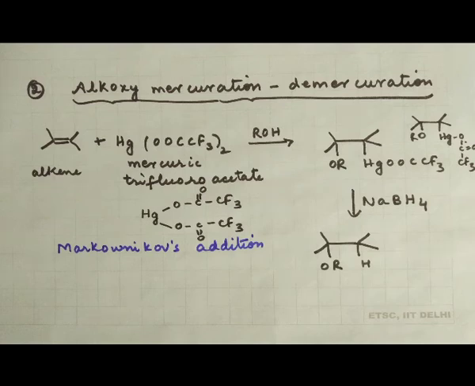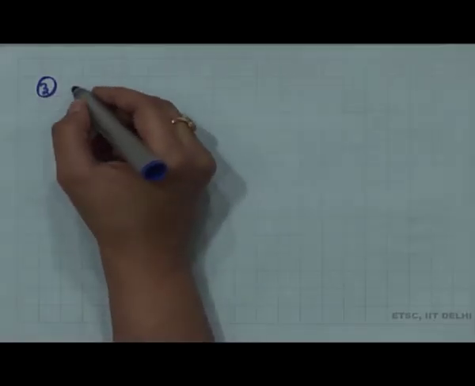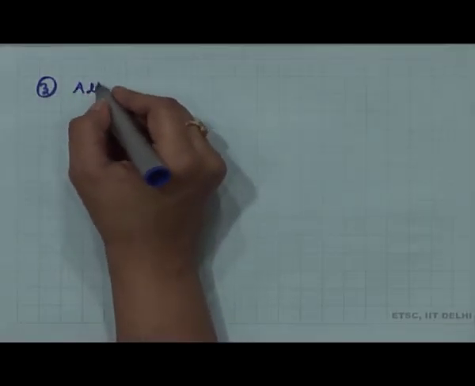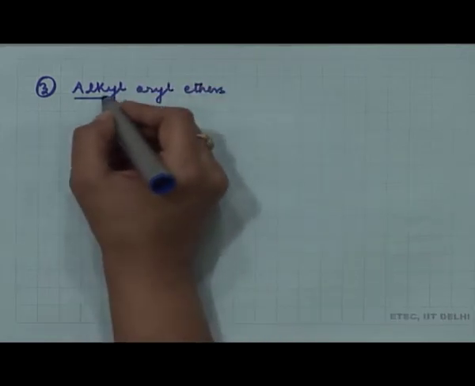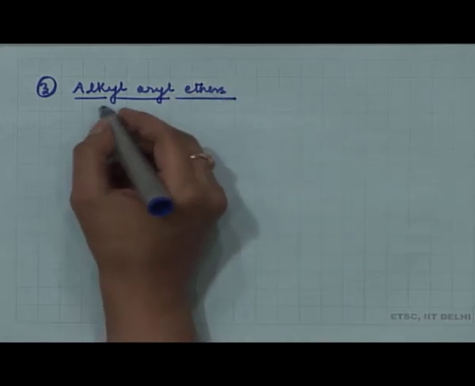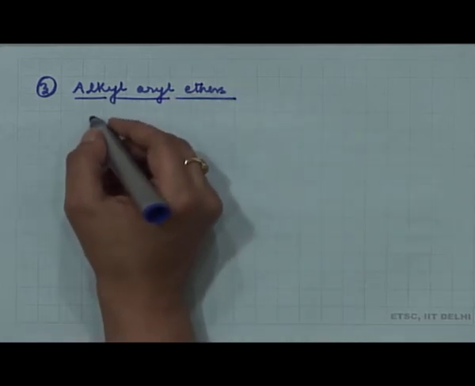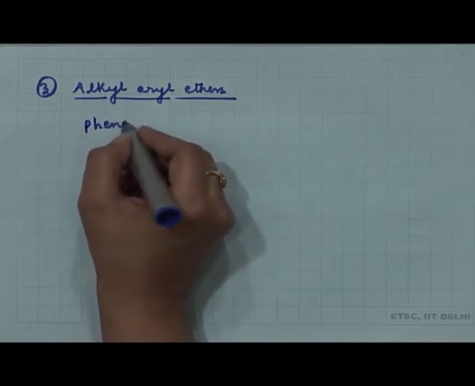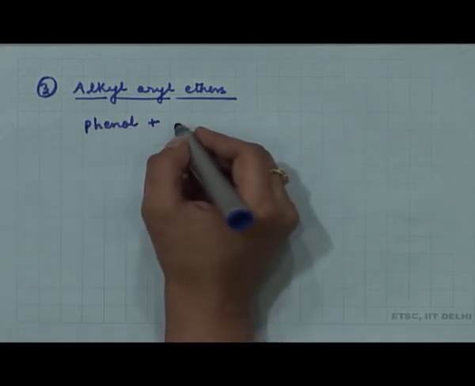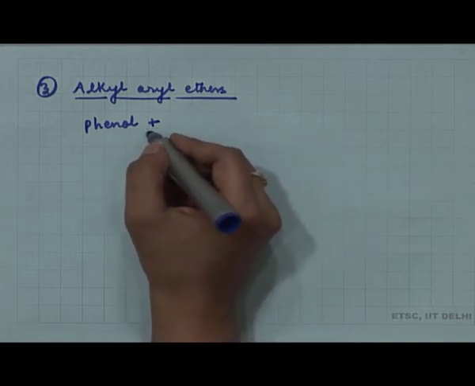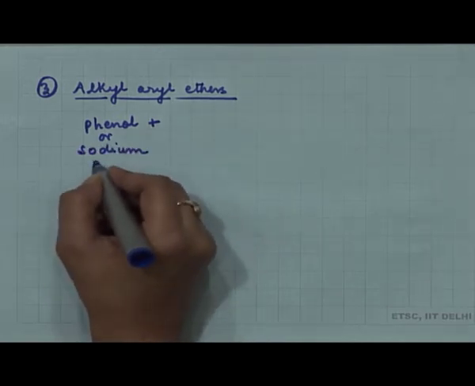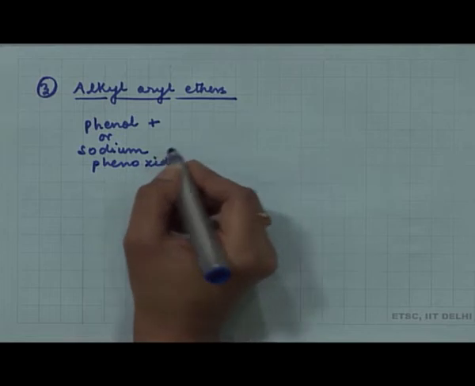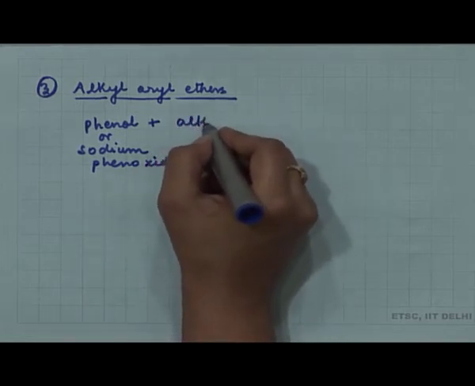Okay. The Williamson synthesis can also be applied to alkyl aryl ethers. I take the alkyl aryl ethers separately just to say, but the method is the same, the Williamson ether synthesis. So, you take the phenol, and instead of the alkoxide you can take the sodium phenoxide. So, you take sodium phenoxide in this particular case and you treat it with alkyl halide.